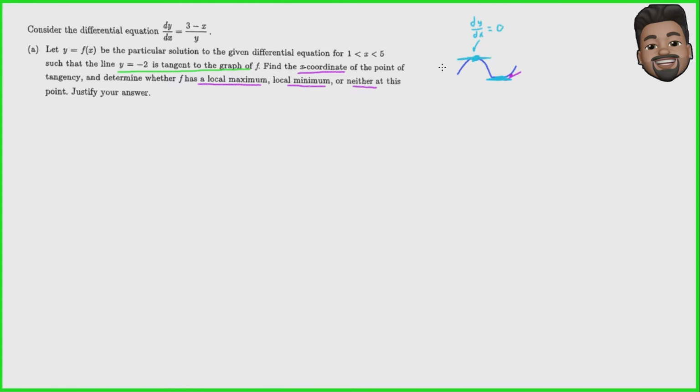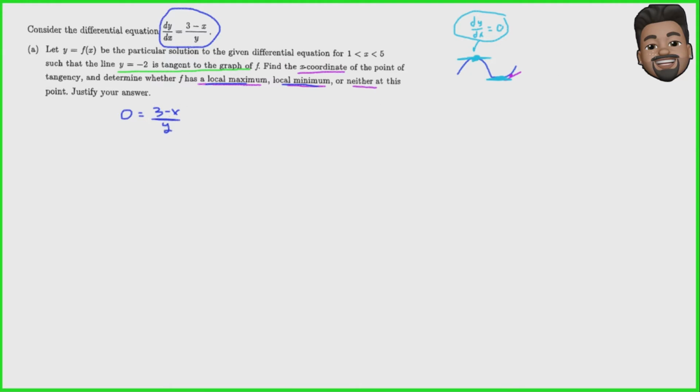So let's get rolling and see what we need to do. Well, guess what? Do we have the first derivative? Well, my dear friends, we do. They gave it to us right here. So we know that the derivative should be equal to 0 in order to be a local min or a local max. So we're going to set it equal to 0. So dy/dx is 0, so 0 is equal to (3 minus x) divided by y.